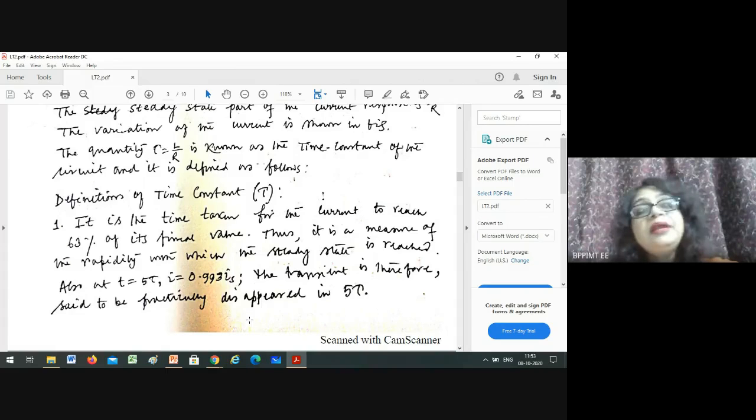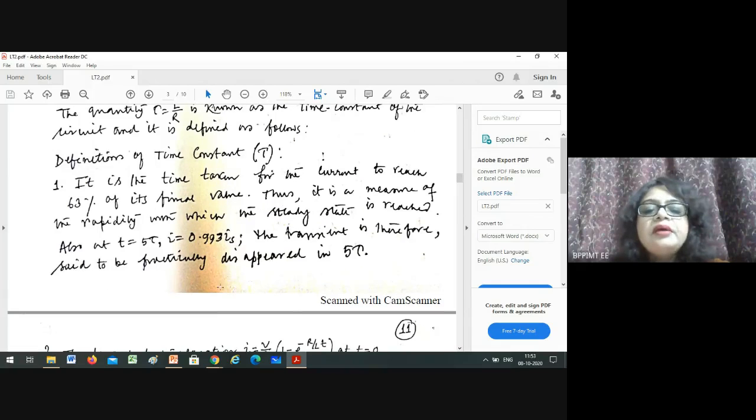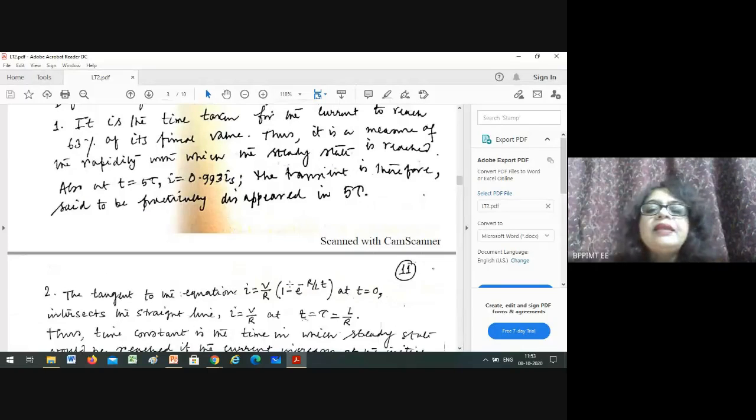I have explained it in the laboratory, right? Do you remember? Yes, ma'am. The transient is therefore said to be practically disappeared in 5 tau, I mean saturated at the time t equal to 5 tau up to infinity.